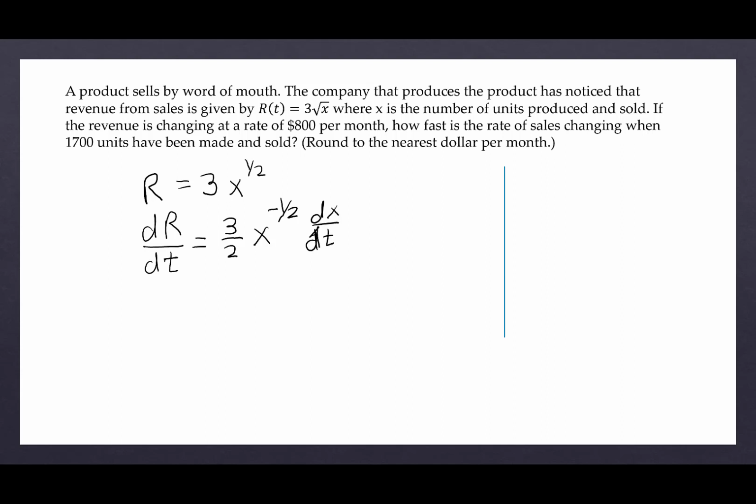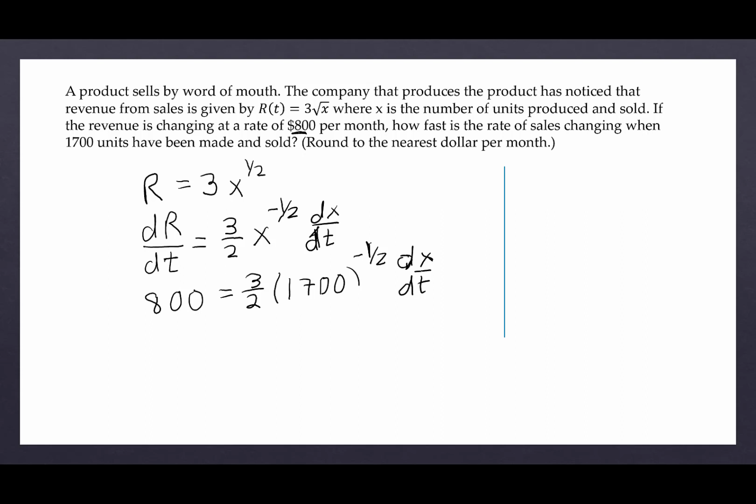Let's go back to the problem and see what we know. It says the revenue is changing at a rate of $800 per month. That's dr dt, so we can put 800 equals 3/2. Then it says 1,700 units have been made and sold. So x is 1,700, and then I have my dx dt. So don't forget to put your power in there. We still have our negative 1/2 power. We want to solve for dx dt.